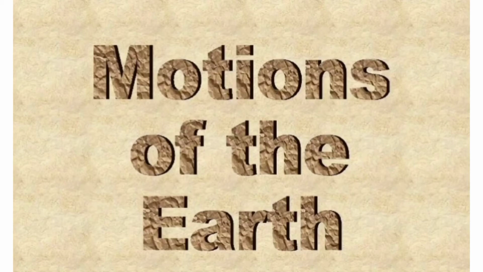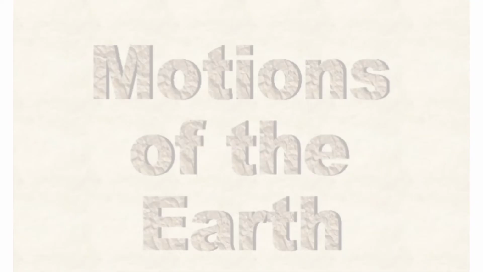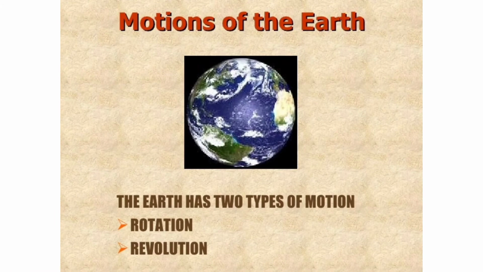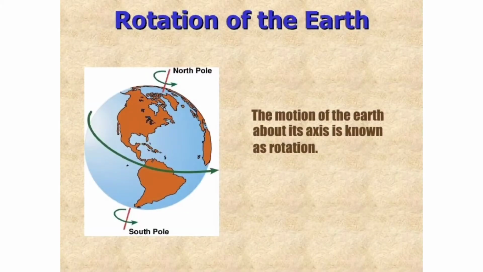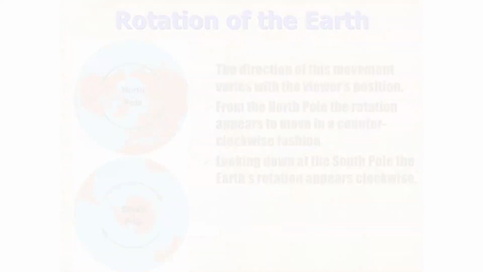Motions of the Earth. The Earth has two types of motion, rotation and revolution. Rotation of the Earth. The motion of the Earth about its axis is known as rotation.